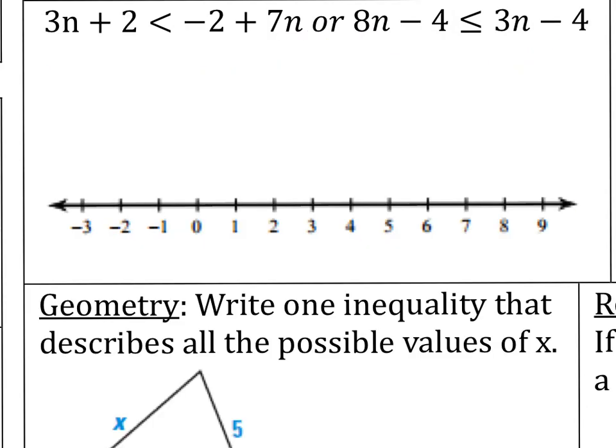Okay, for this next type, it's also an or question, but now you have to collect like terms on both sides of the inequality. So here I will subtract 3n. Don't want to deal with the negative coefficient. And now I would add 2 to both sides.